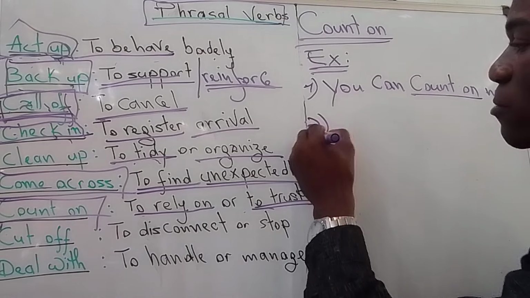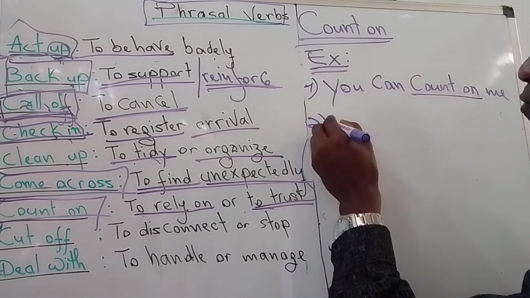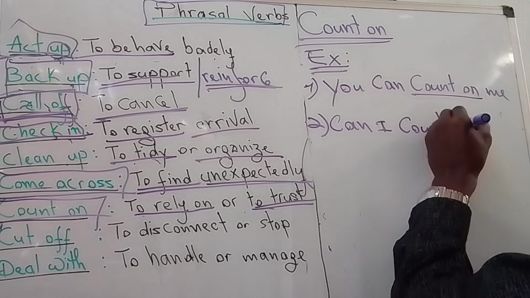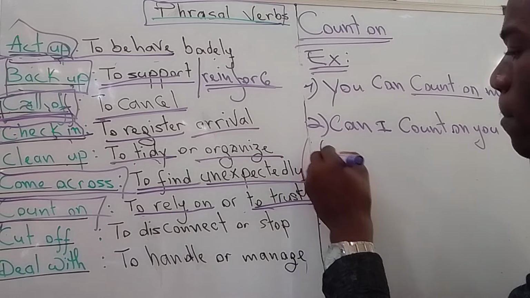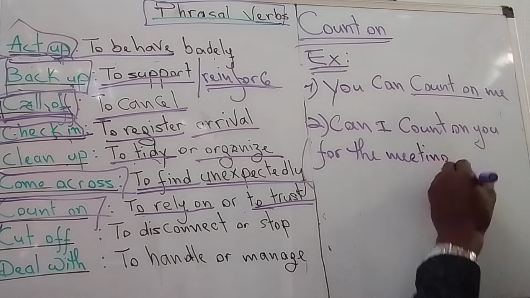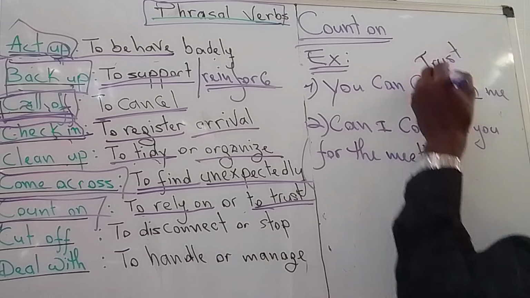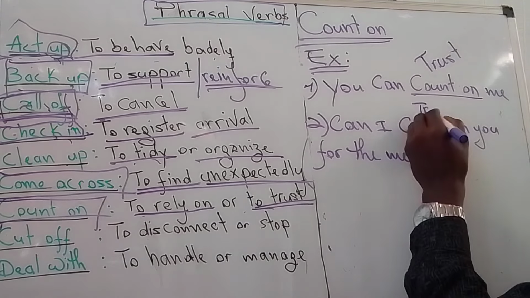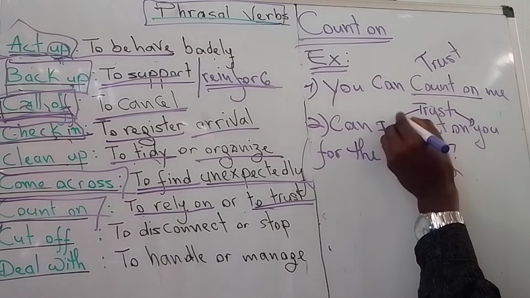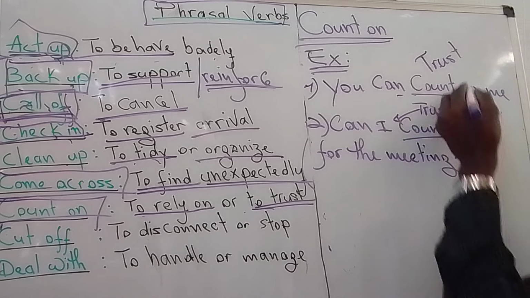The second example is, can I count on you for the meeting? That means you can trust me. Can I trust you? Can I trust you for the meeting? Can I count on you for the meeting? You can trust me. You can count on me.